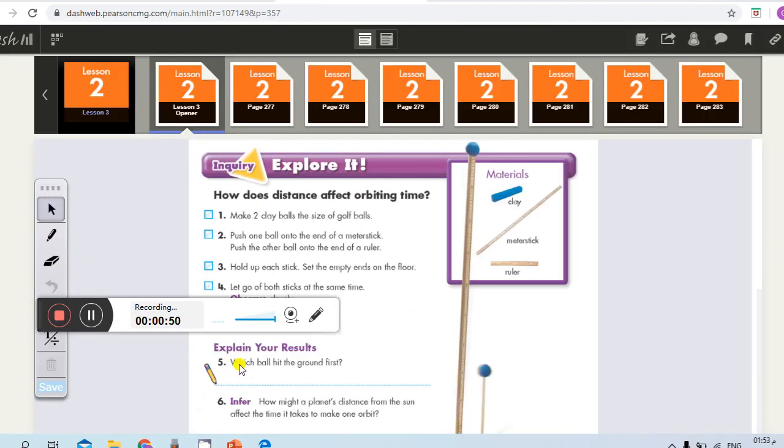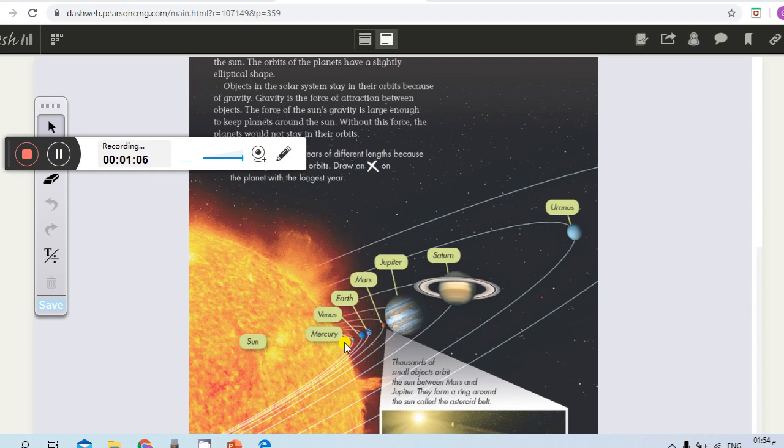After this activity, they ask us which ball hit the ground first. You noticed which one? And how might a planet's distance from the Sun affect the time it takes to make one orbit? What do you think? How does the distance from Sun affect the orbiting time? This one, the closest one, Mercury, will finish its orbit, its revolution around the Sun faster, or the outer ones, the outer planets? Which one will take more time and which one will take less time?